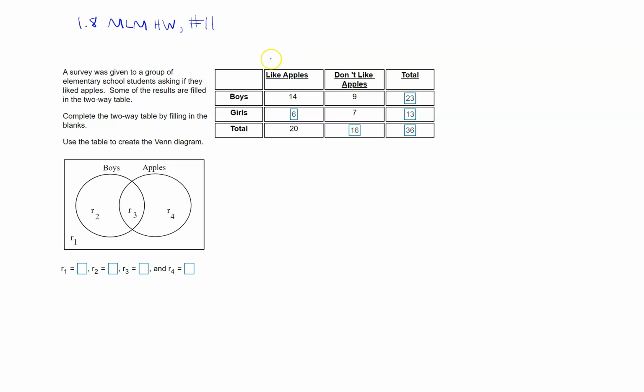So the students were asked, do you like apples? And the students either answered, yes, I like apples, or no, I don't like apples. Then the students were also asked their gender. Now, the textbook assumes that gender is binary here, that you can either be a boy or a girl. So once we have the information in this table, we need to translate it to a Venn diagram.